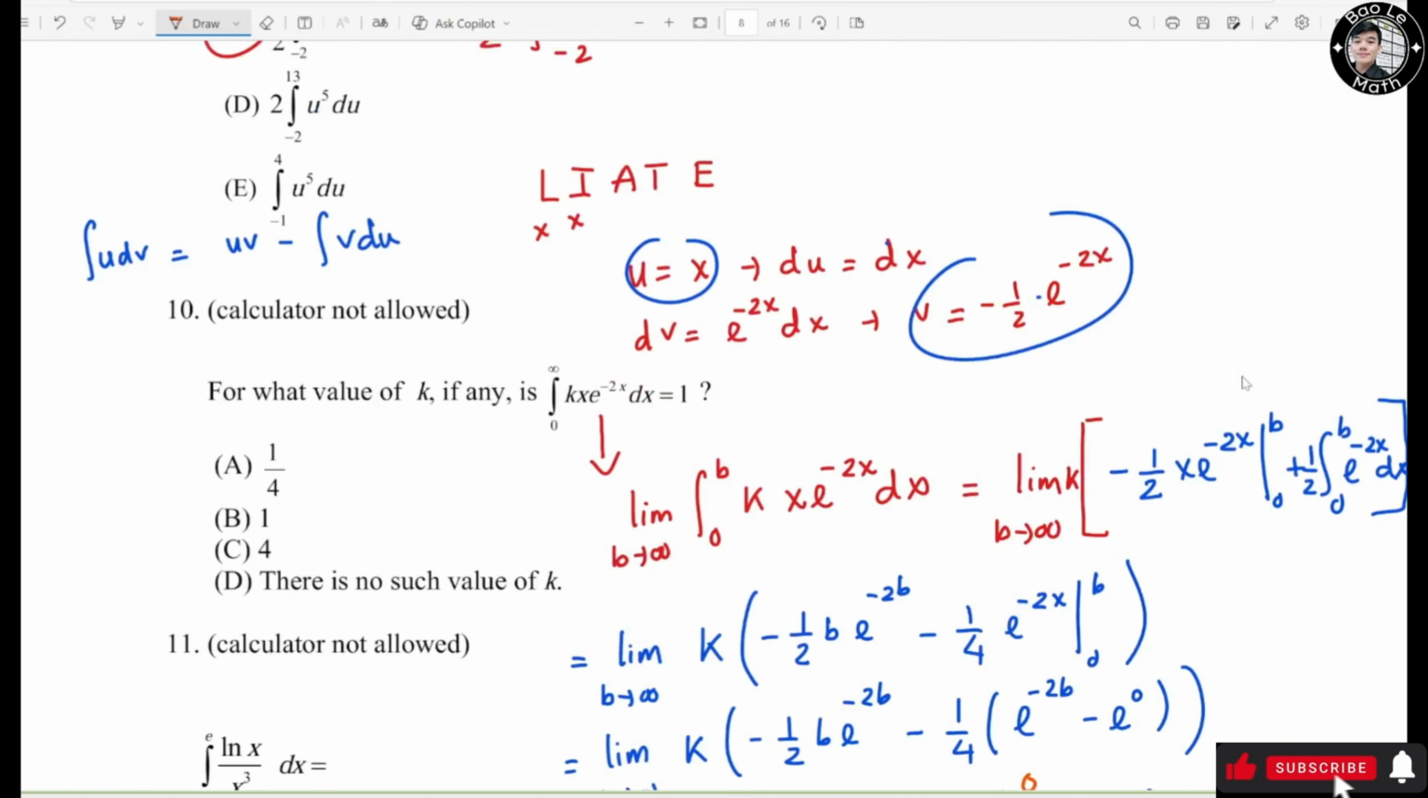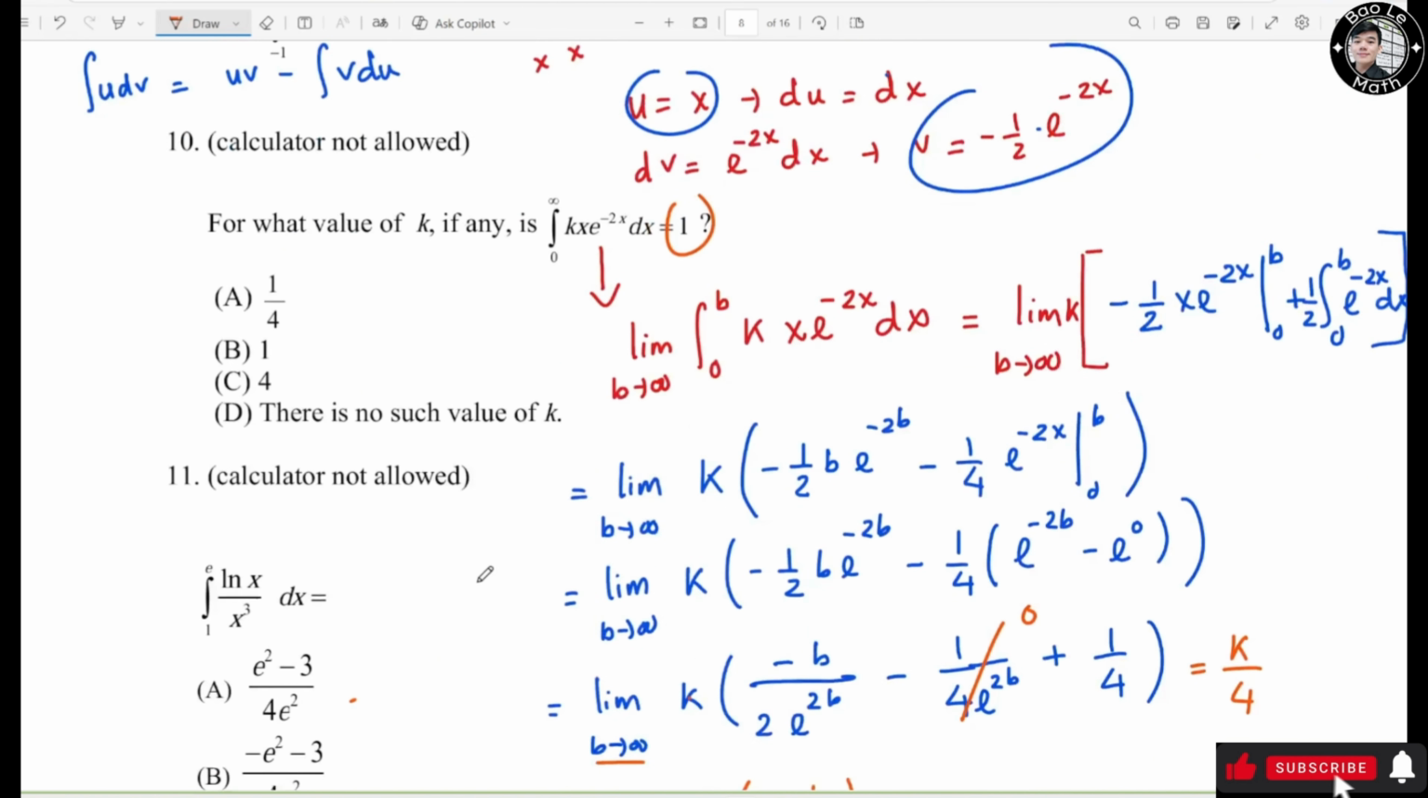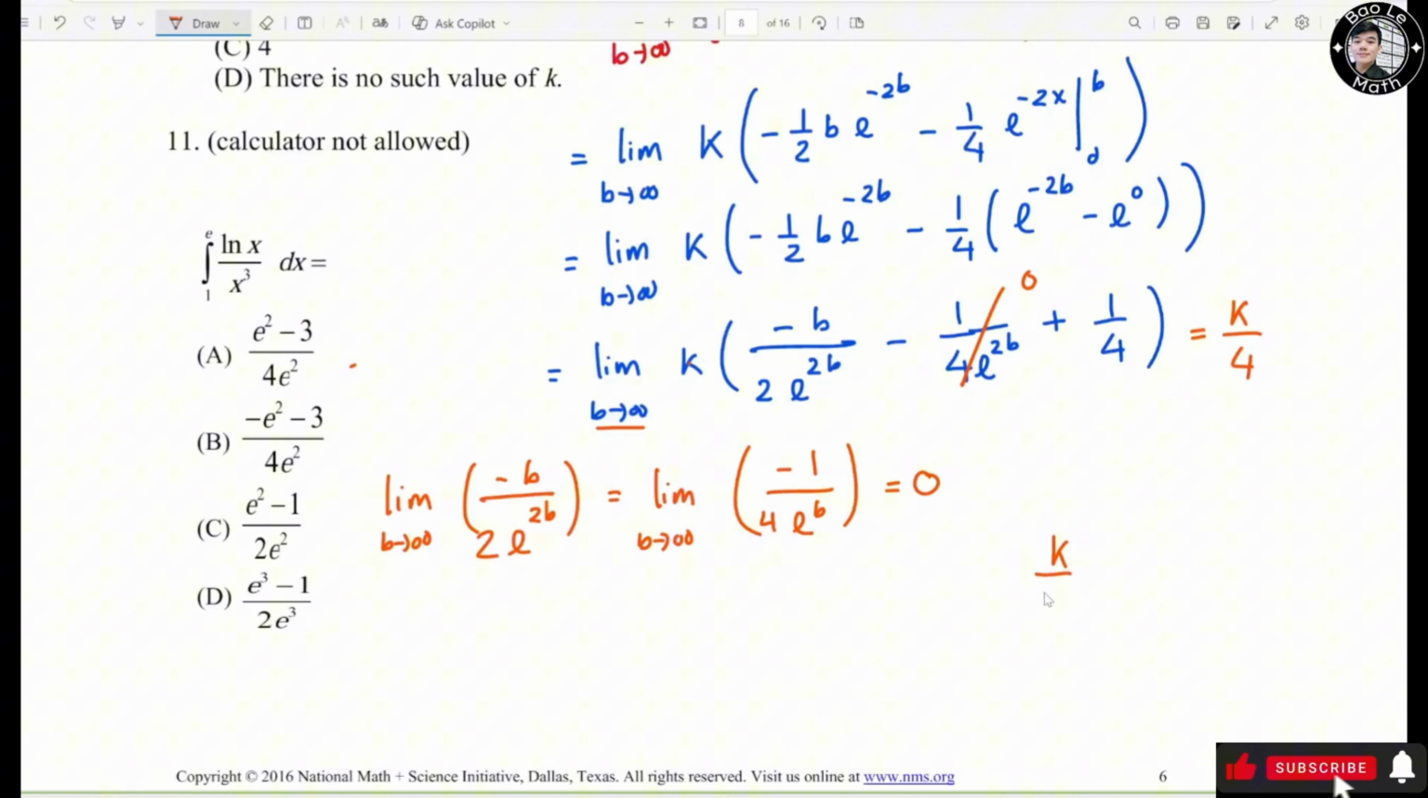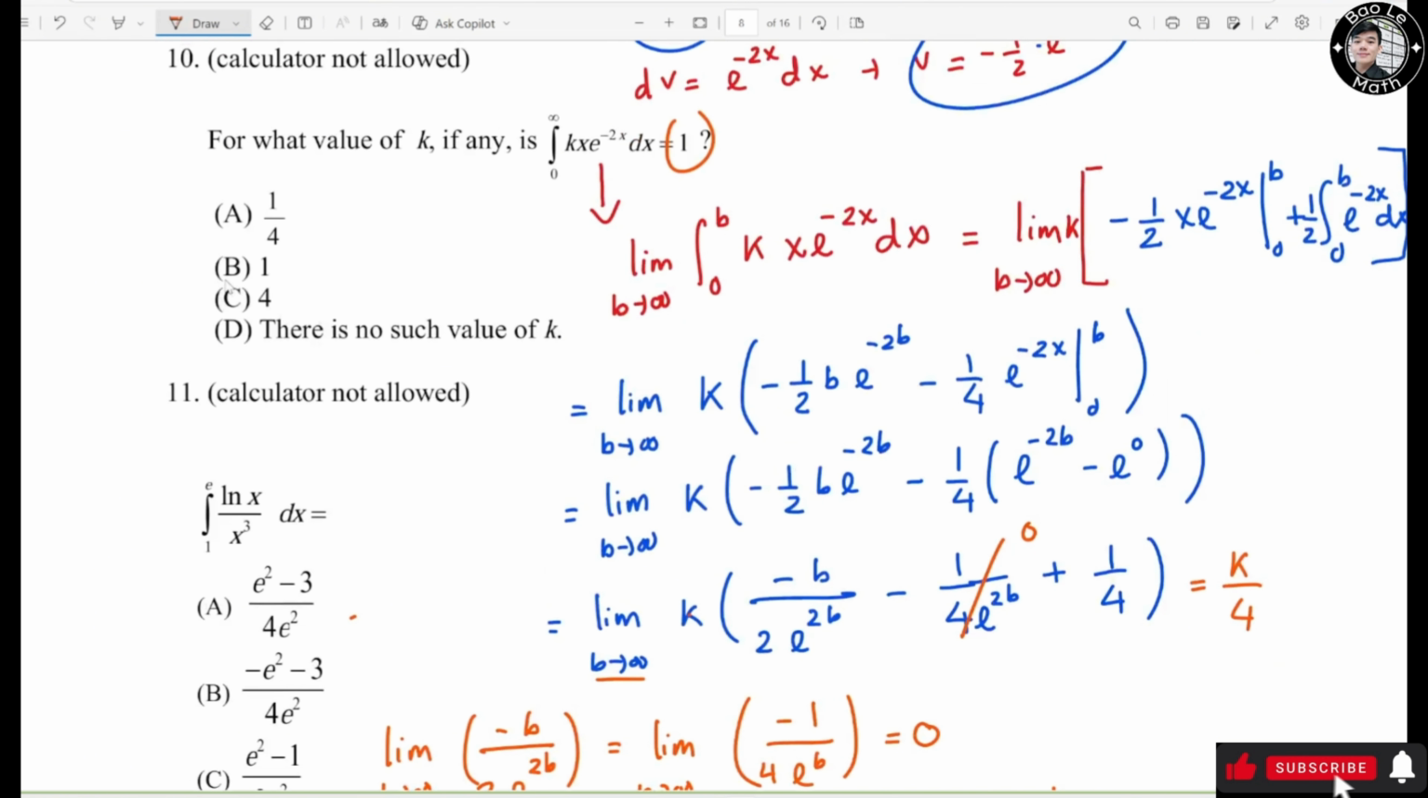But this equals 1, so we have k over 4 equals 1. Then k equals 4. So the answer must be C.